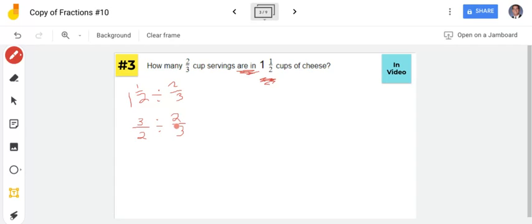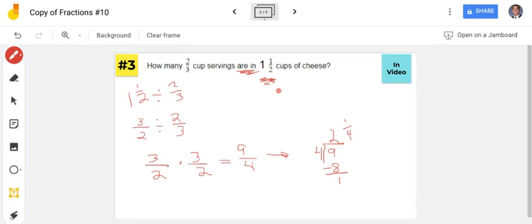Okay, now that I see I'm dividing by a fraction, now I use K of C. I keep the first fraction, 3/2. I flip 2/3 to be 3/2, and I change from division to multiplication. I can't cross simplify, so 3 times 3 is 9 in the numerator, and 2 times 2 is 4 in the denominator. 9/4 is improper, so let's make this mixed by dividing top divided by bottom. 4 goes into 9 twice because 2 times 4 is 8. Once I subtract, I get 1, which becomes my numerator, and 4 is my denominator.